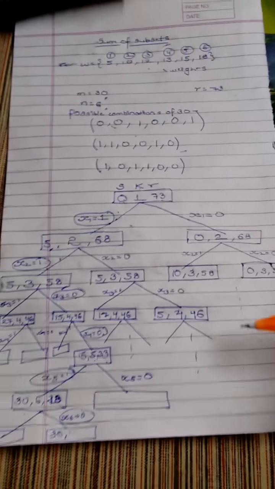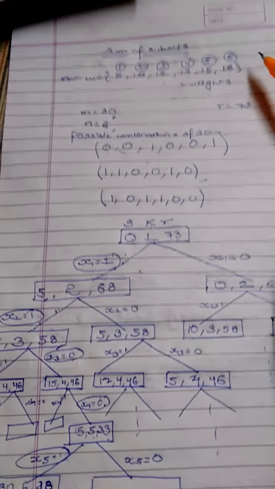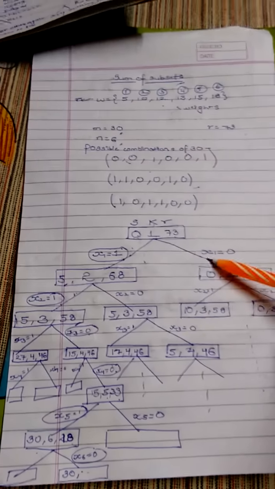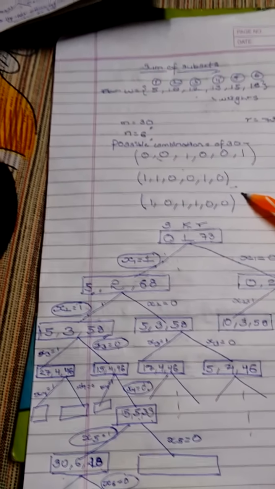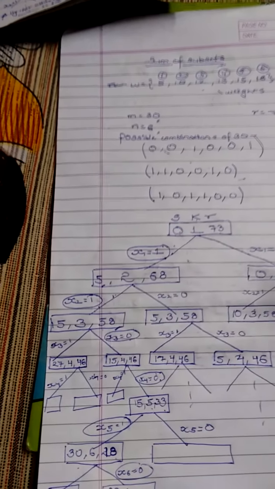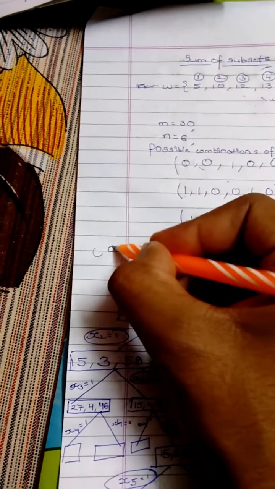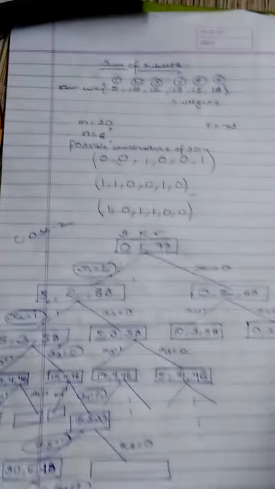In this case, we are going to solve the sum of subsets problem. Starting from the given weights, we will first find all the possible combinations. Then we will make a tree for any one of the possible combinations. That is, I have made it for case 2 in this example.